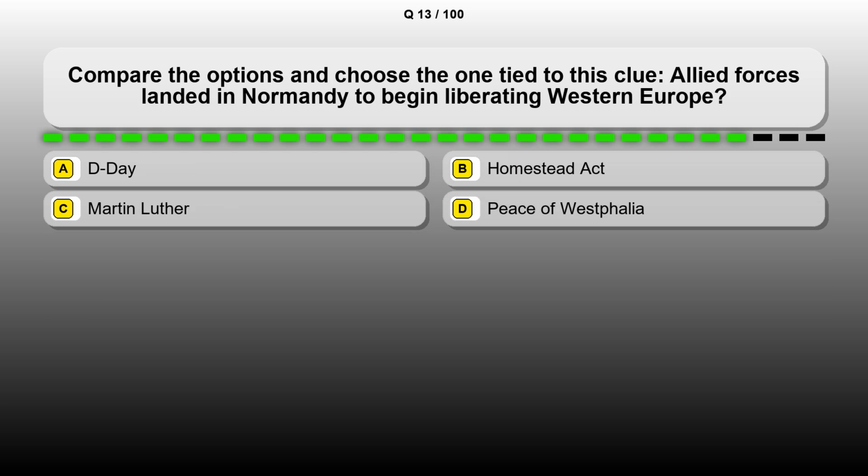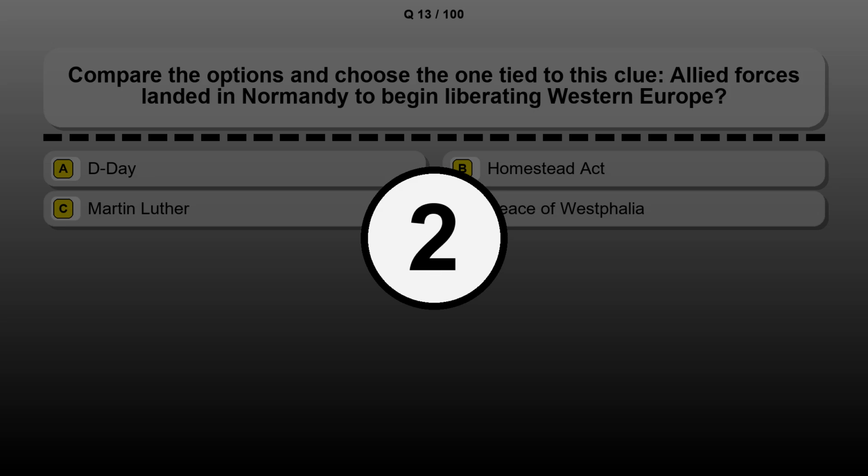Question 13. Compare the options and choose the one tied to this clue. Allied forces landed in Normandy to begin liberating Western Europe. Option A, D-Day. Option B, Homestead Act. Option C, Martin Luther. Option D, Peace of Westphalia.